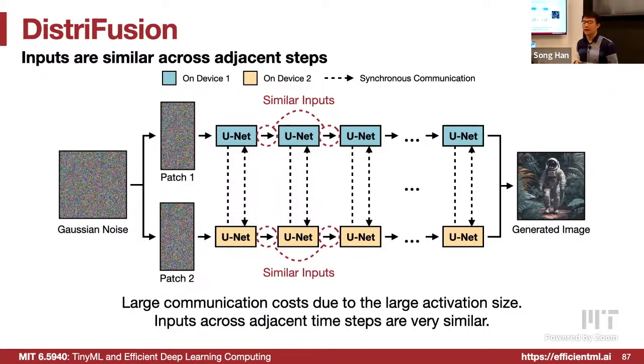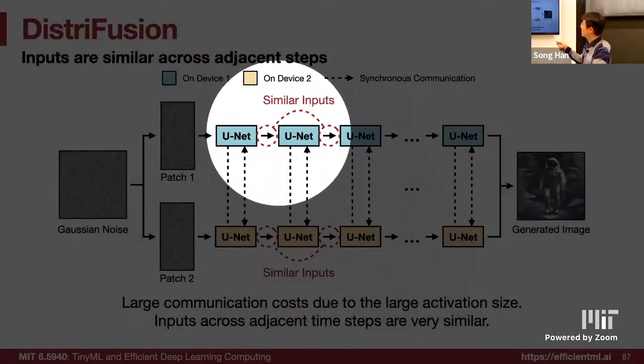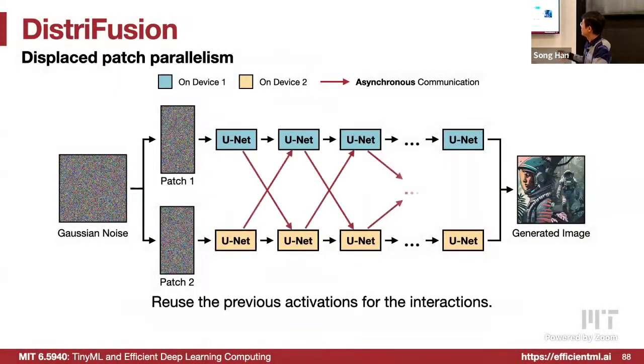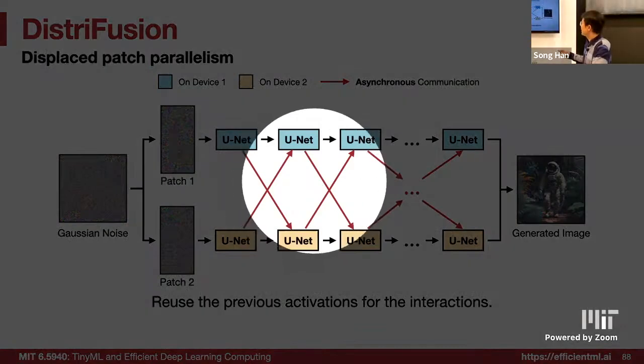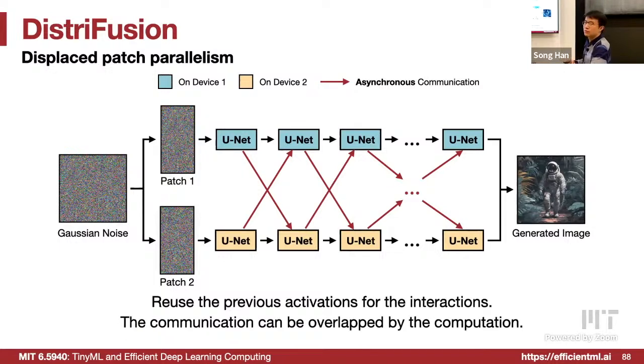The insight here is that the inputs across adjacent time steps are actually very similar. So the input here and the input here are very similar to each other. Rather than directly communicating, we can communicate using the stale activation. When we are attending to each other, we can attend to the previous time step. That's totally fine. That's the insight. We can exploit that to reduce the communication overhead and also enable the communication to overlap with computation, since we are reusing the old time step's feature map.